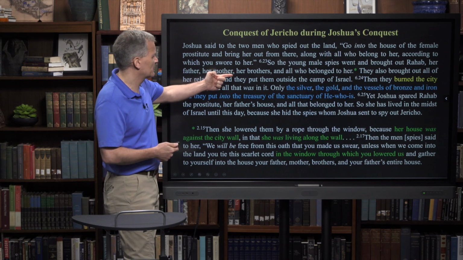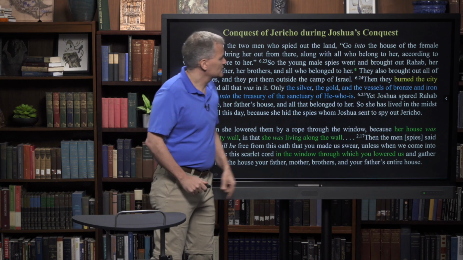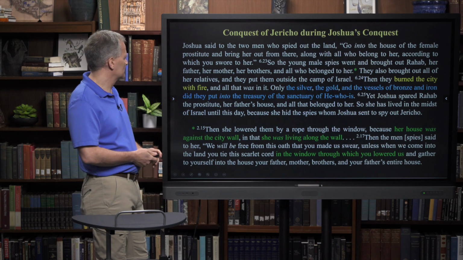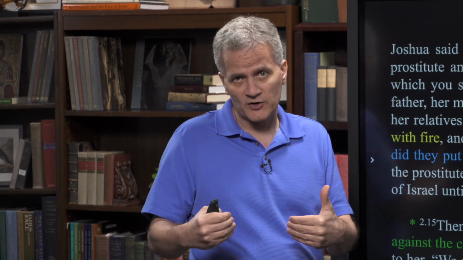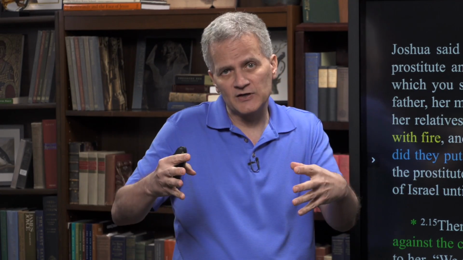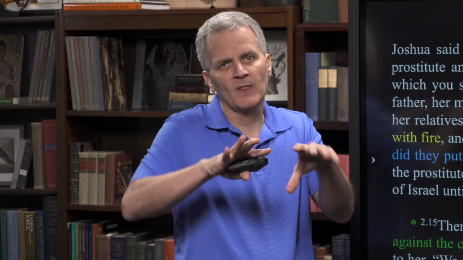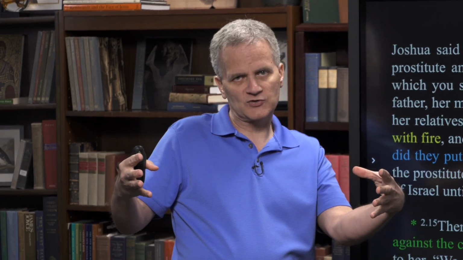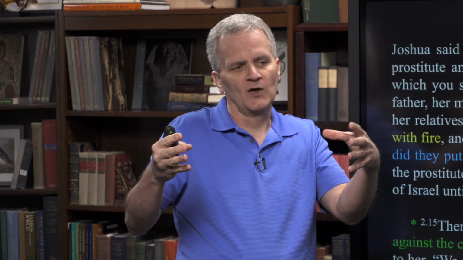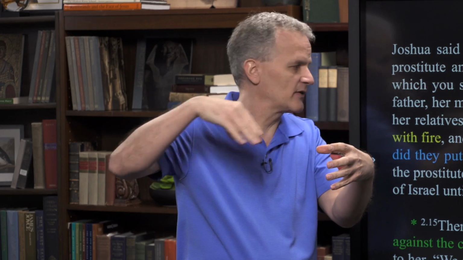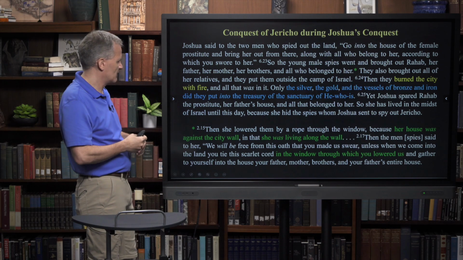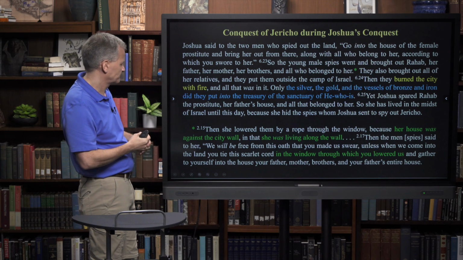Now we come back up to where we left off. They also brought out all of her relatives, and they put them outside the camp of Israel. And of course, the mixed multitude, the foreigners who were alongside of the Israelites and following them wherever they went, they were restricted to being on the outskirts of the camp of the Israelites. And so this mixed multitude was the place to which Rahab's family, at least, went, so they joined themselves to that mixed multitude around the camp of the Israelites.